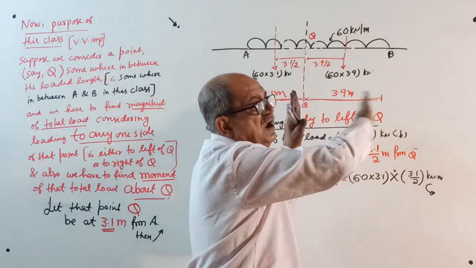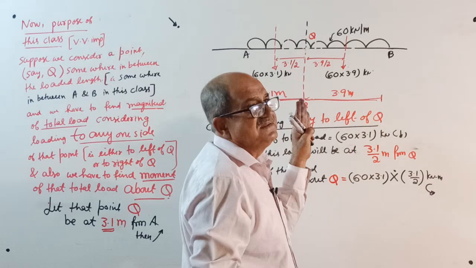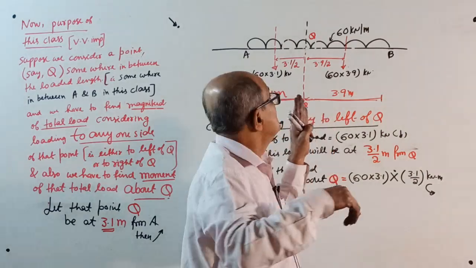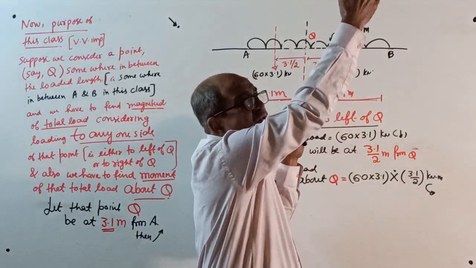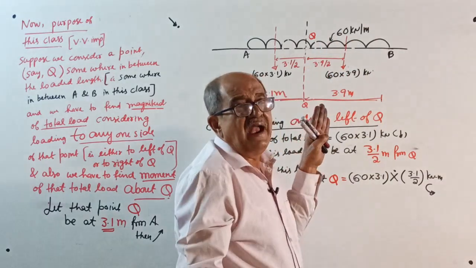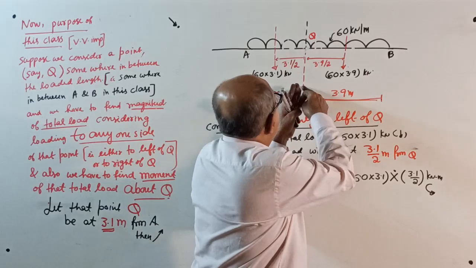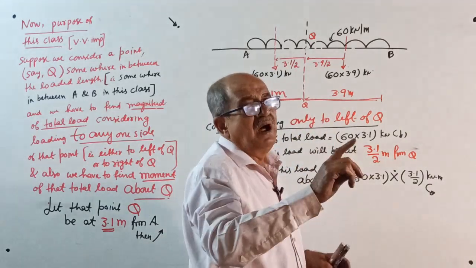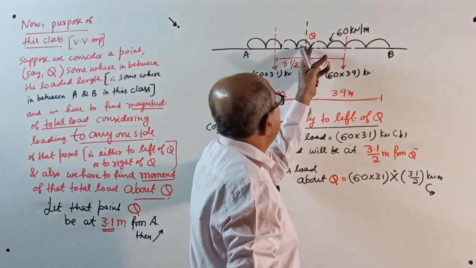See, loading only this side. 3.9 meter is the loaded length now. Don't see that side. What is the magnitude of the total load? And where is the line of action from Q? Then what is the moment of that load about this point?